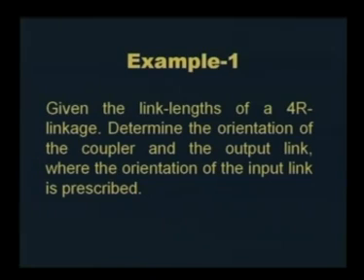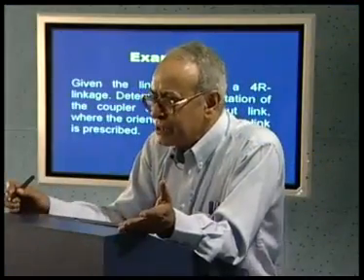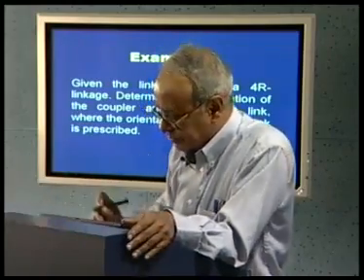So, we start with the simplest example. Suppose we are given all the link lengths of a 4R linkage. Then determine the orientation of the coupler and the output link when the orientation of the input link is prescribed. This is a problem of displacement analysis. We are given all the kinematic dimensions and the position of the input link, and the task is to determine the position of all other moving links for that particular configuration.